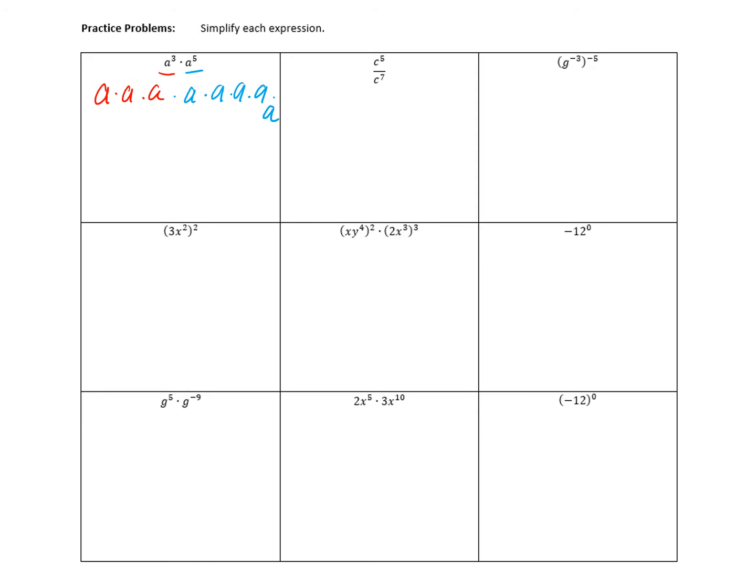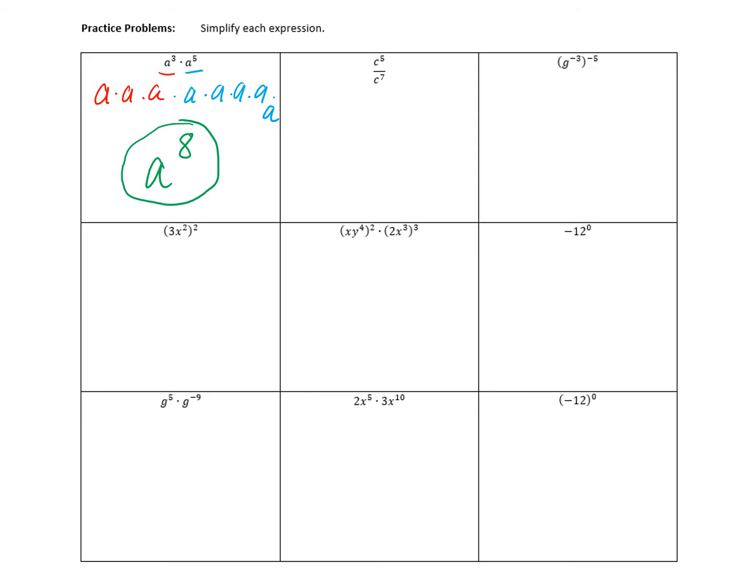So instead of saying a times a times a 8 times, we can simply say our answer is a to the 8th power. Again, if you are the one that likes to use the rules, we are multiplying like bases, so we add our exponents. That gives me a to the 8th.